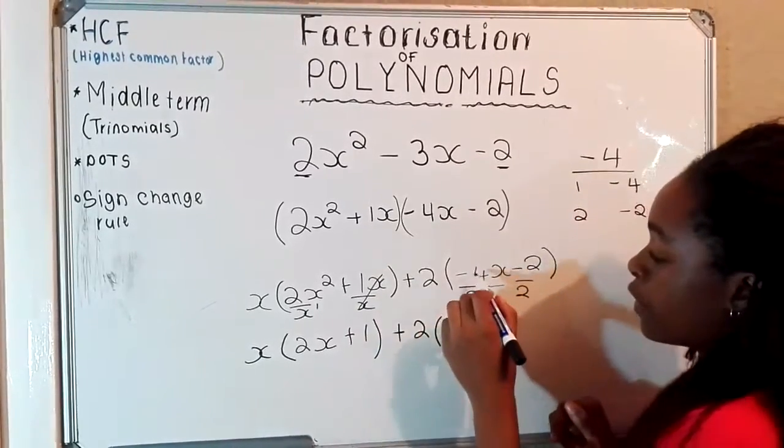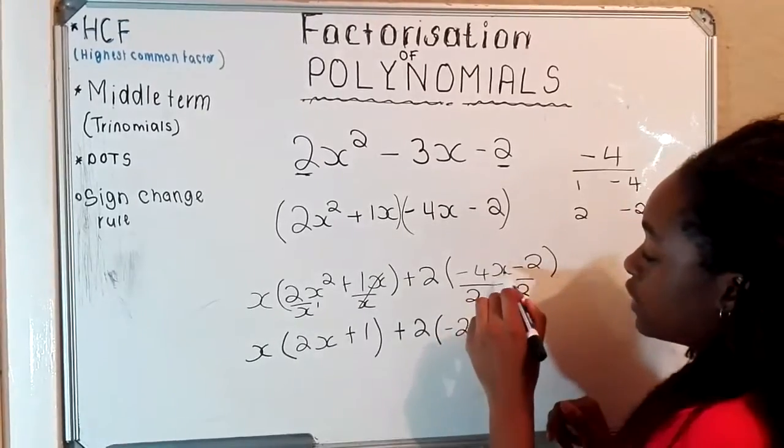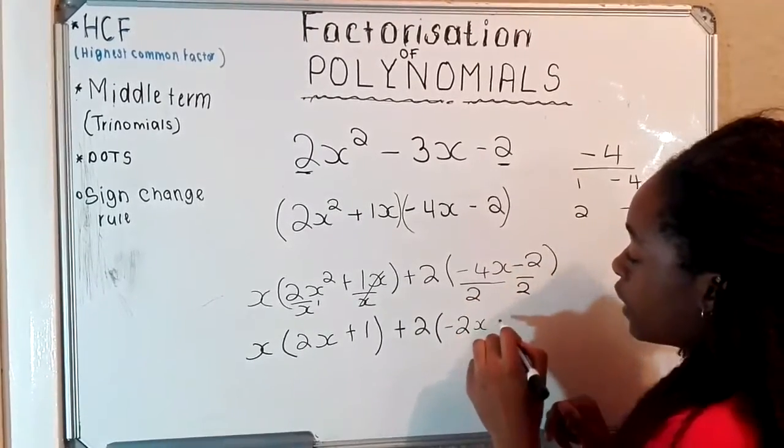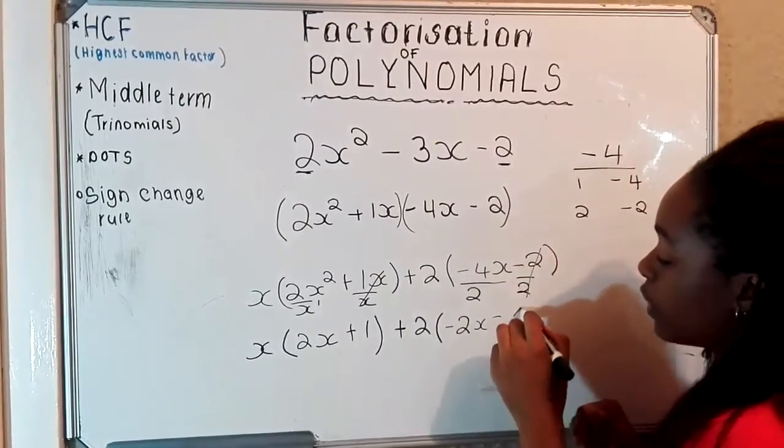And we're going to have minus 4 divided by 2 gives you an answer of minus 2. And then x will just remain there. And then you're left with minus 2 divided by 2. They will cancel, so you're left with minus 1.